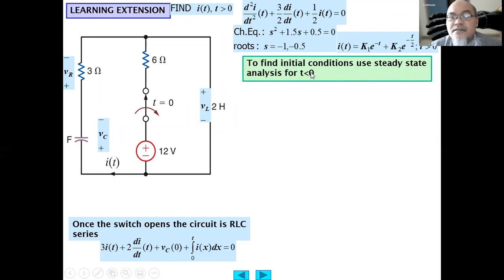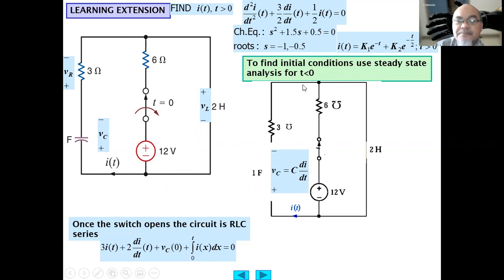To find the initial conditions, use steady state analysis for t less than zero. For t less than zero, the switch is connected, so at steady state the inductor becomes a short circuit, from which the voltage is equal to zero here. Then the voltage at C equals 0 volt, because no current is flowing through here.